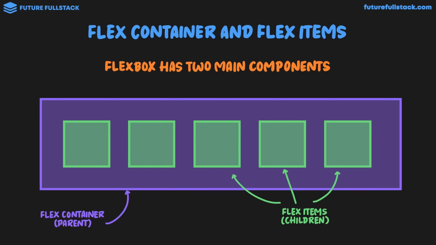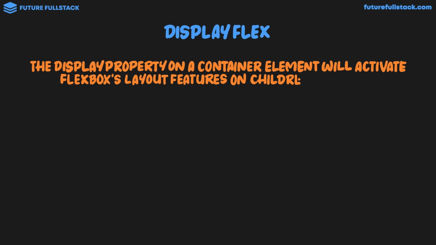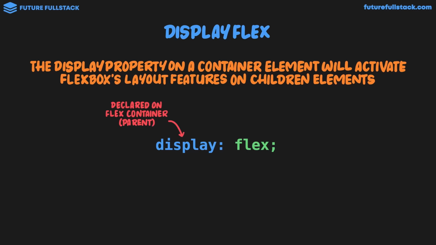So let's now look at how we activate Flexbox with Display Flex. The display property on a container element will activate Flexbox's layout features on children elements. We've seen the display property already, with properties like block and inline. For Flexbox, we use the display value flex, and very importantly, this is declared on the Flex Container, the parent. Just for reference, values for display can include block, inline block, flex, and grid. Earlier on in the course, we've already looked at great detail at block, inline, and inline block. In this topic, we're looking at flex, and in the next topic, we'll be looking at grid.